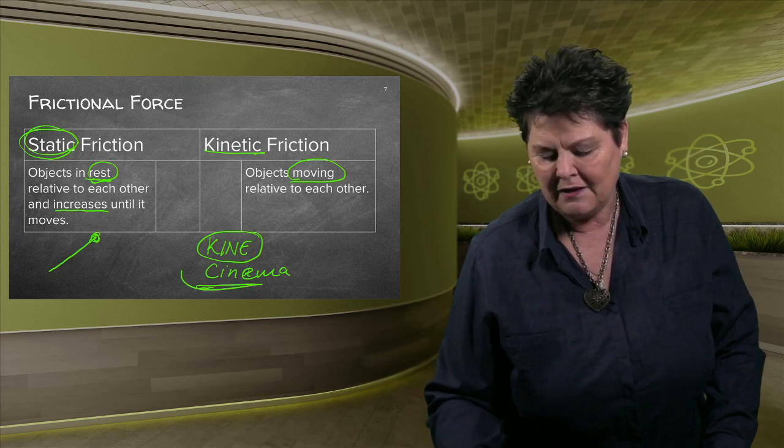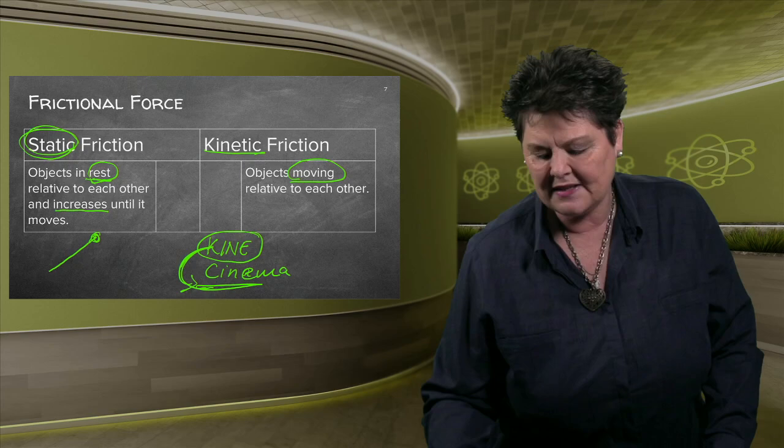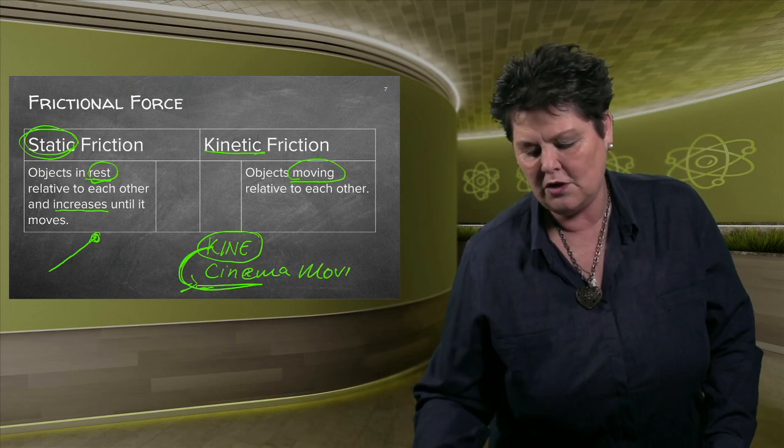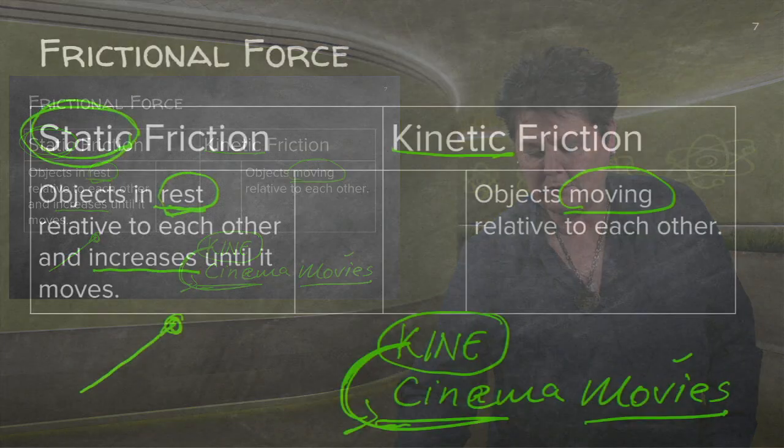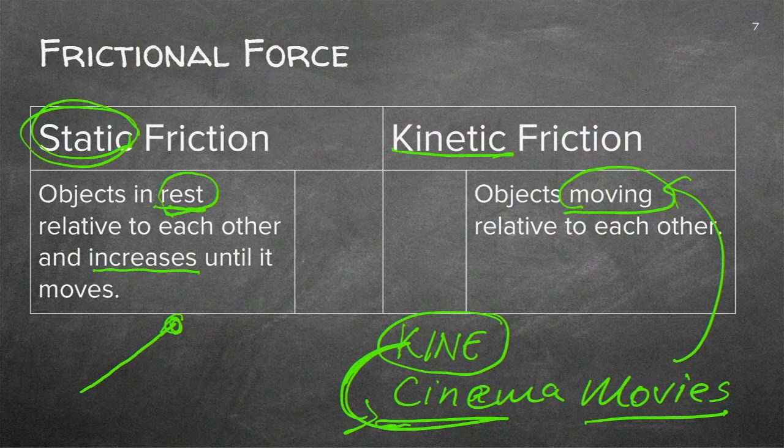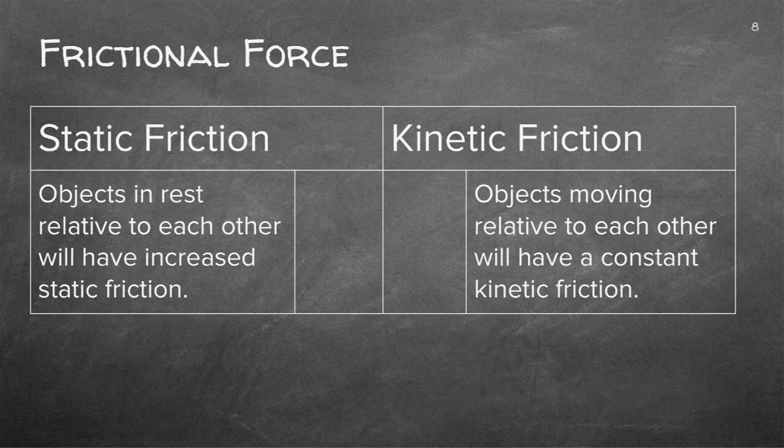And that is stemming from kine. And cinema is movies. You know that. And movies comes from moving pictures. So in all cases in physics, the word kinetic energy, and in this term, kinetic friction will be when it's moving. And important, the next slide will show you, the static friction, when it's at rest, increases.